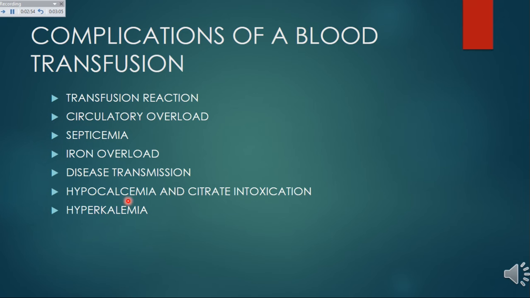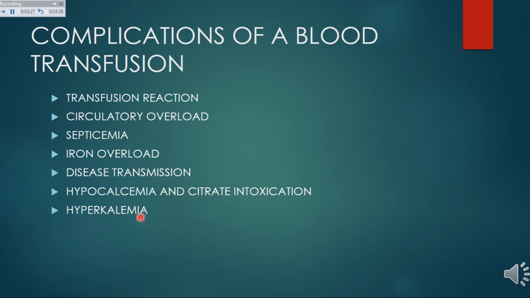Next is hypocalcemia and citrate intoxication. Before that, you should know what hypocalcemia is. Hypocalcemia, you all know, hypo means low, calcium, emia means blood: low calcium in the blood. That means hypocalcemia is a serum calcium level less than 8.6 mg per deciliter. See, the citrate in the transfused blood binds with the calcium and is excreted from the body, which leads to the condition known as hypocalcemia. Okay, so hypocalcemia may occur.